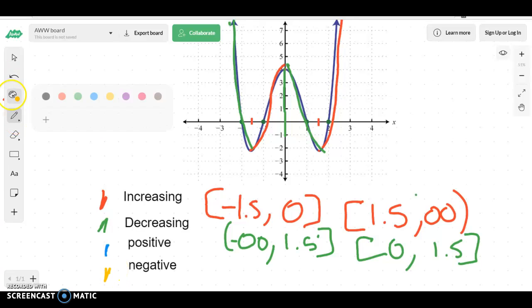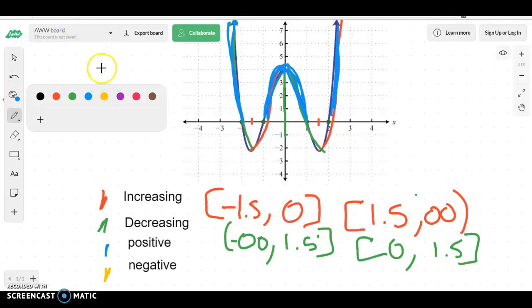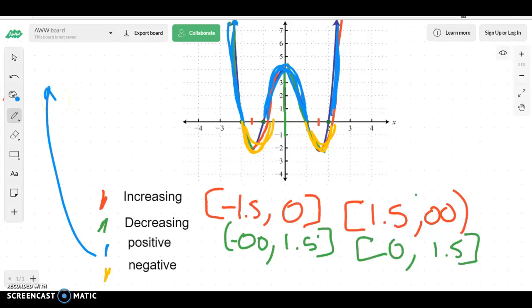So it's positive anywhere above the x-axis. So right here it's positive, from here it's positive, and from here it's positive. And anywhere below the x-axis, it's negative. So from here it's negative, and from here it's negative. So when we look at this, I'm going to write these up here to make it easier.